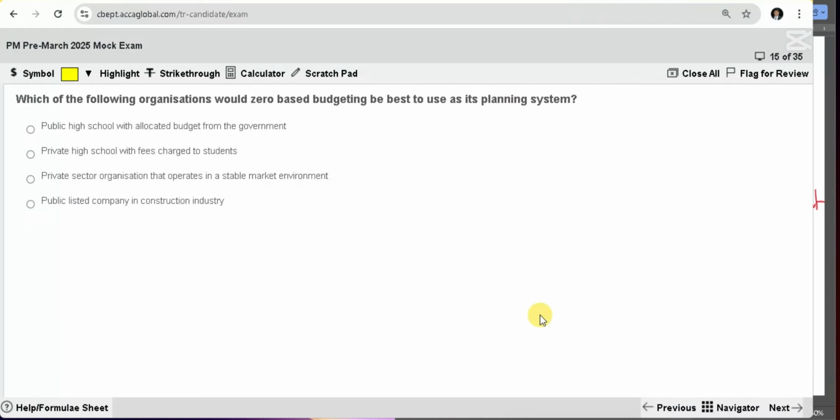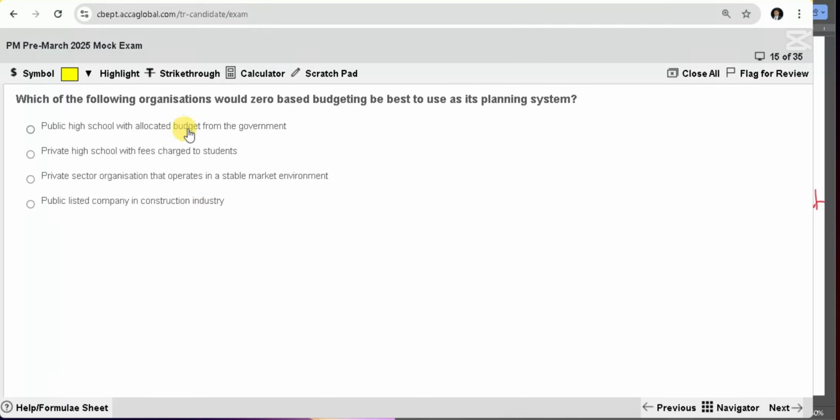Last one of section A. Which of the following organizations would zero-based budgeting be best to use as its planning system? Public high school with allocated budget from the government. Private high school with fees charged to the students. Private sector organization that operates in a stable market environment. Usually if it is a stable market environment, you don't really need zero-based budgeting. Nothing wrong if you use it, but not so important. Public listed company and construction company.